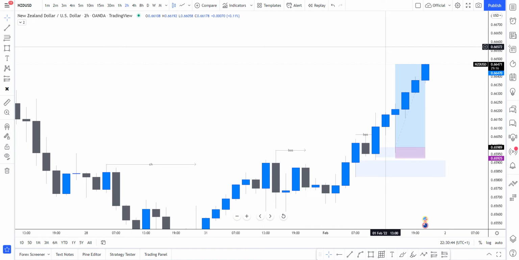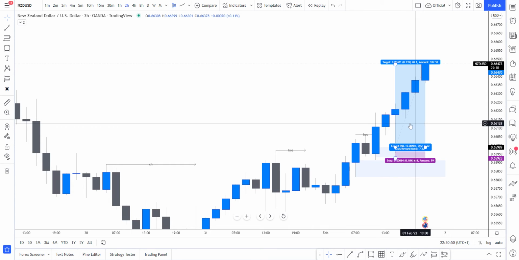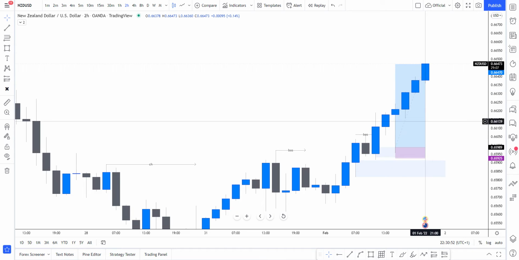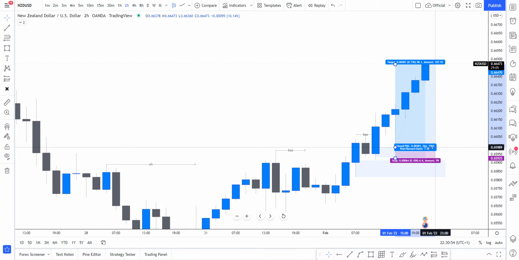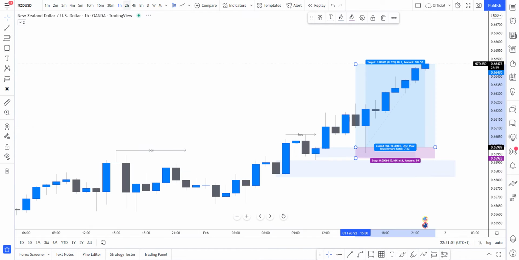I'm Mr. Sicko, and as you can see right here, I have NZDUSD. So I'm gonna do a quick trade recap, and as you can see, just right now we just hit the TP of a 7.5 hour trade. So let's just go to the 1 hour time frame.